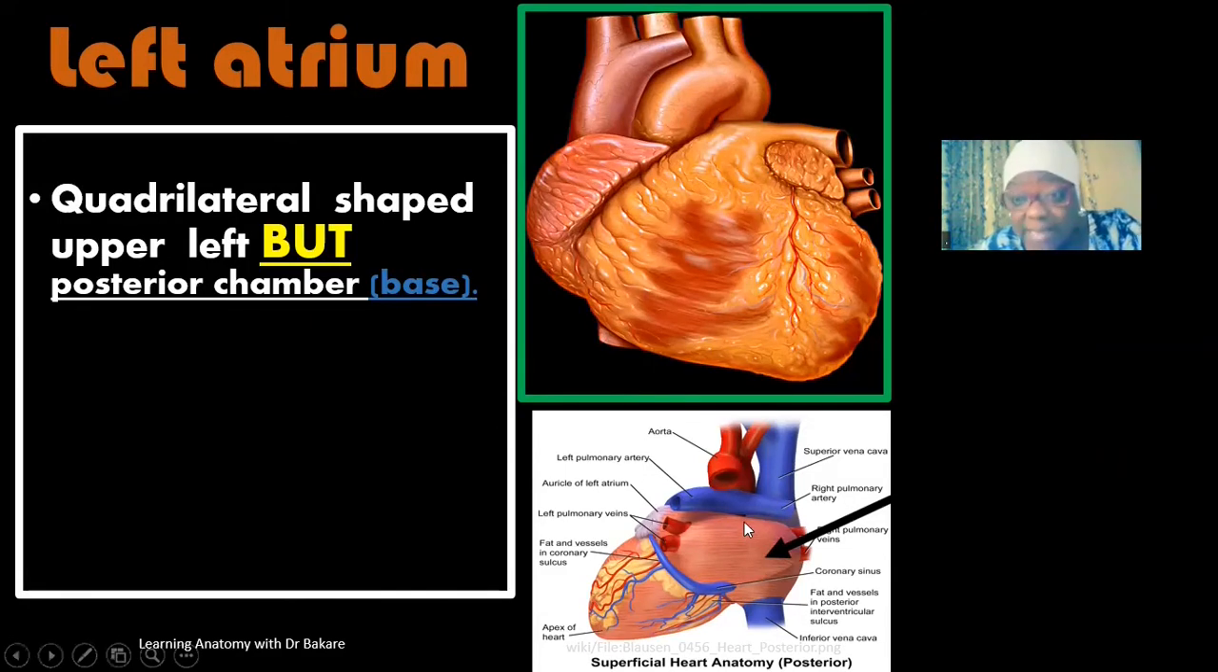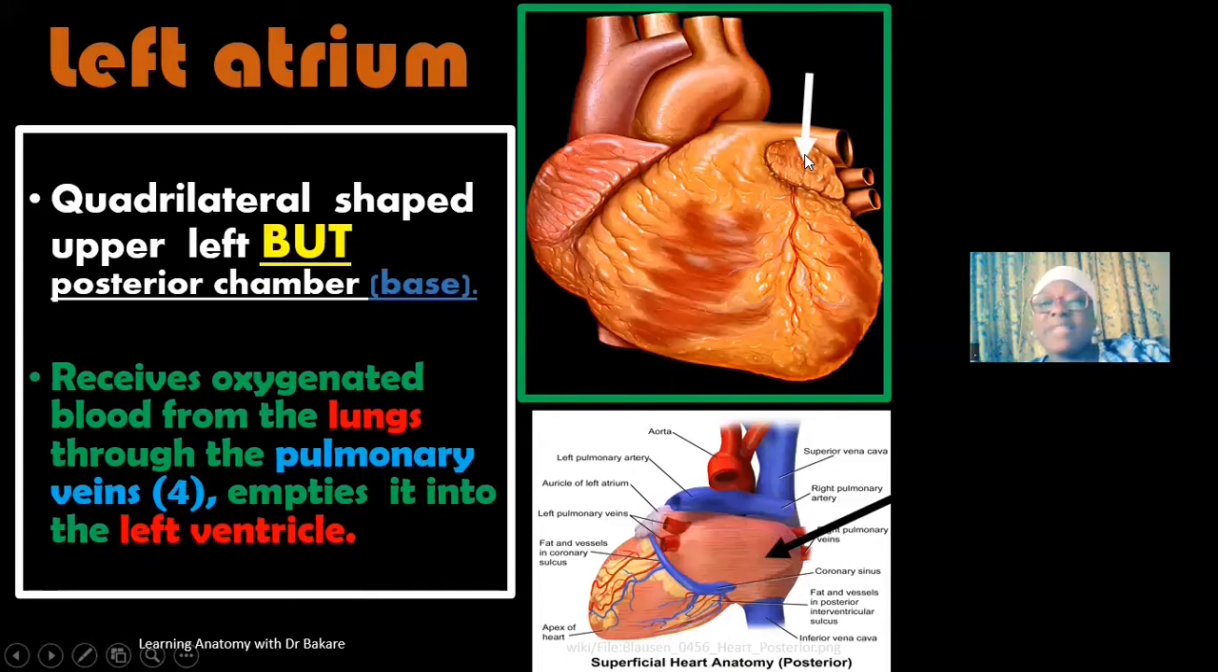So the base of the heart is formed mainly by the left atrium and a little contribution from the right atrium, but the bulk of it is formed mainly by the left atrium. And this is the left atrium. You can see that a bit of the left atrium is shown in this image up here, where the bulk of the left atrium is seen at the posterior part of the heart. And what the left atrium does is to receive oxygenated blood from the lungs.